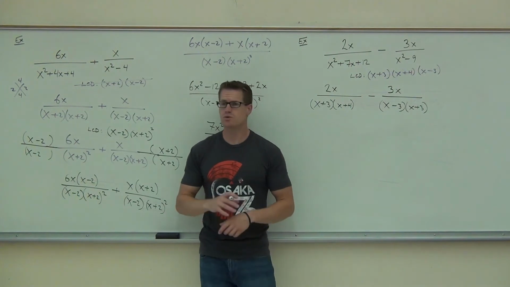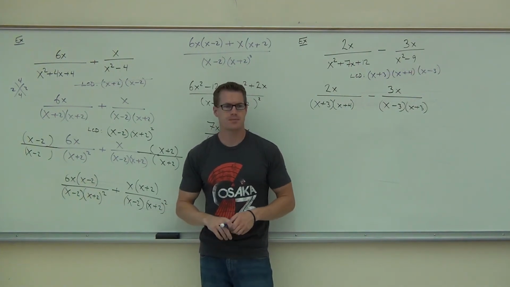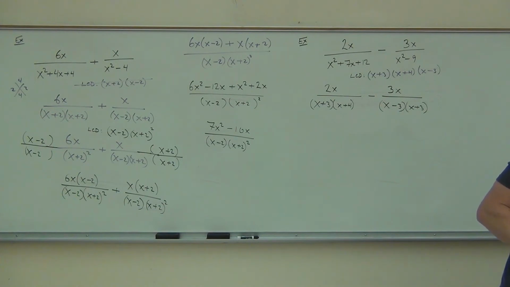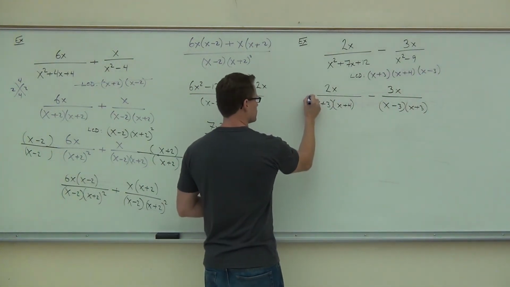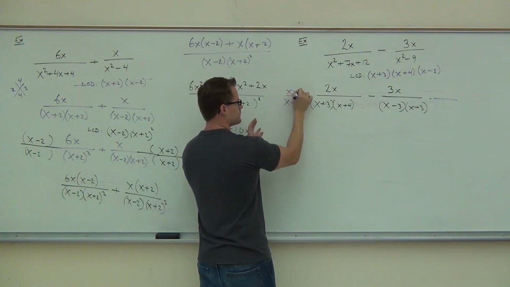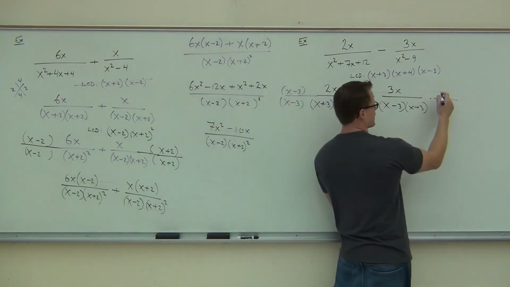Okay, now, after you find the LCD, use that to make your equivalent expression. So if you haven't done that, do that now. On the left fraction, we're missing the x minus 3. On the right fraction, we're missing the x plus 4.